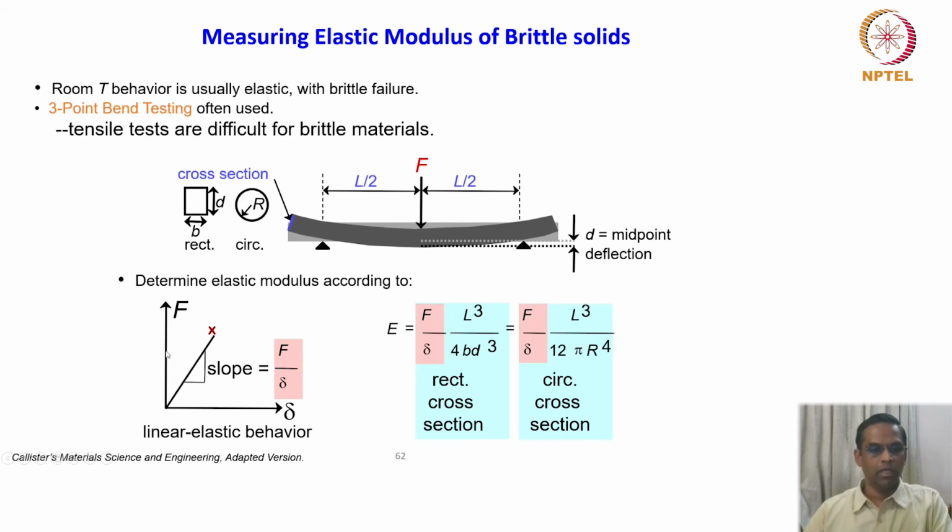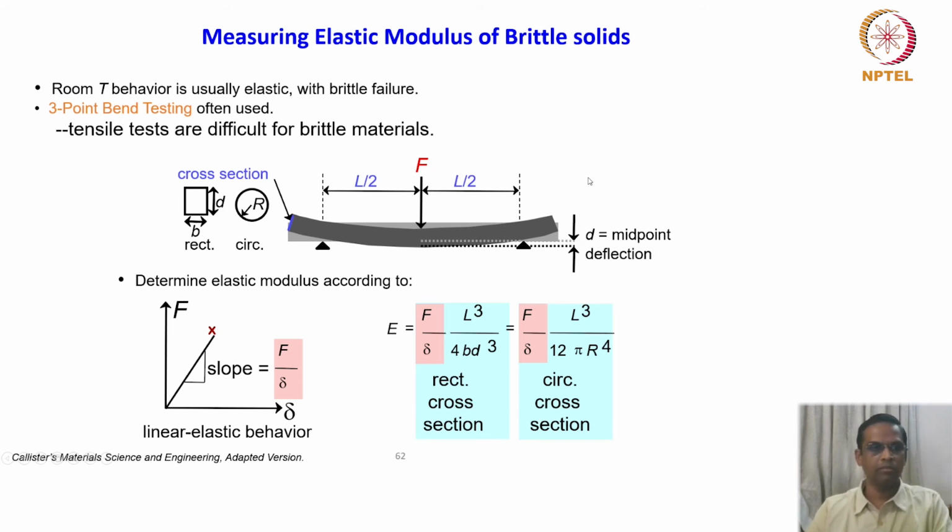So here what we are seeing is force versus displacement data, and slope is F by delta, and the Young's modulus is given by F by delta because it is elastic still, so which is equivalent to L cube by 4 BD cube for the rectangular cross section, and the same can be given for the circular cross section, which is L cube by 12 pi r to the power 4. So these two relations will take care of the elastic modulus measurements for the brittle solids.